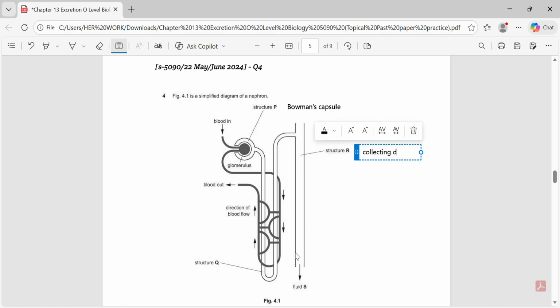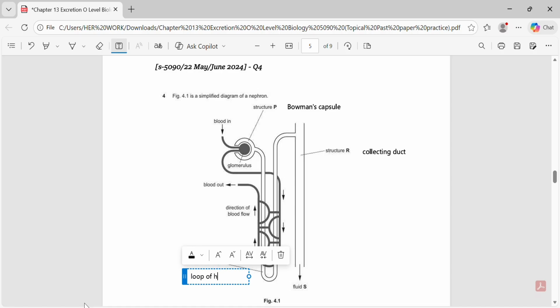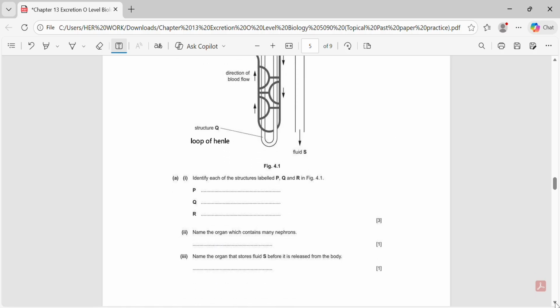Structure R is the collecting duct, with fluid S coming out of it, and structure Q is the loop of Henle. Now, the first part asks, identify each of the structures labeled P, Q, and R in figure 4.1. So, we will simply write, P is Bowman's capsule, Q is the loop of Henle, and R is the collecting duct.